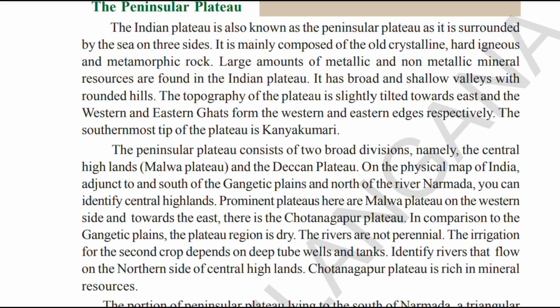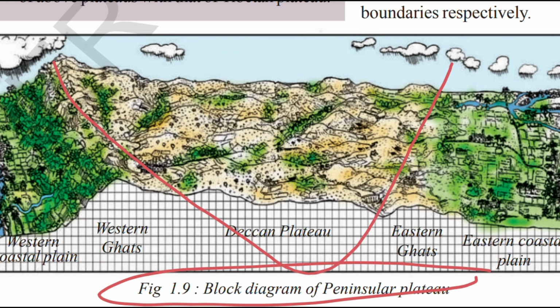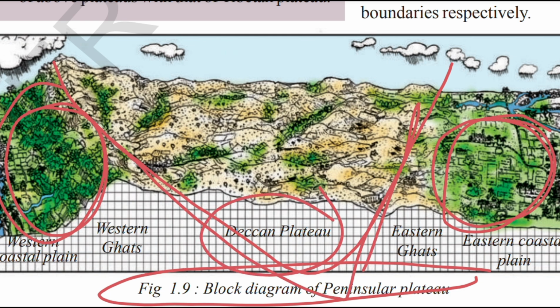From here, whatever diagram is given about the Peninsular Plateau, you can point out it is a block diagram of the Peninsular Plateau. You can observe, if I consider this the southern edge of India, you can point out here these are Western Ghats and these are Eastern Ghats, and the middle portion is the Deccan Plateau. But actually the Deccan Plateau starts at the boundary of the Narmada river, where it is flowing from the Madhya Pradesh state.